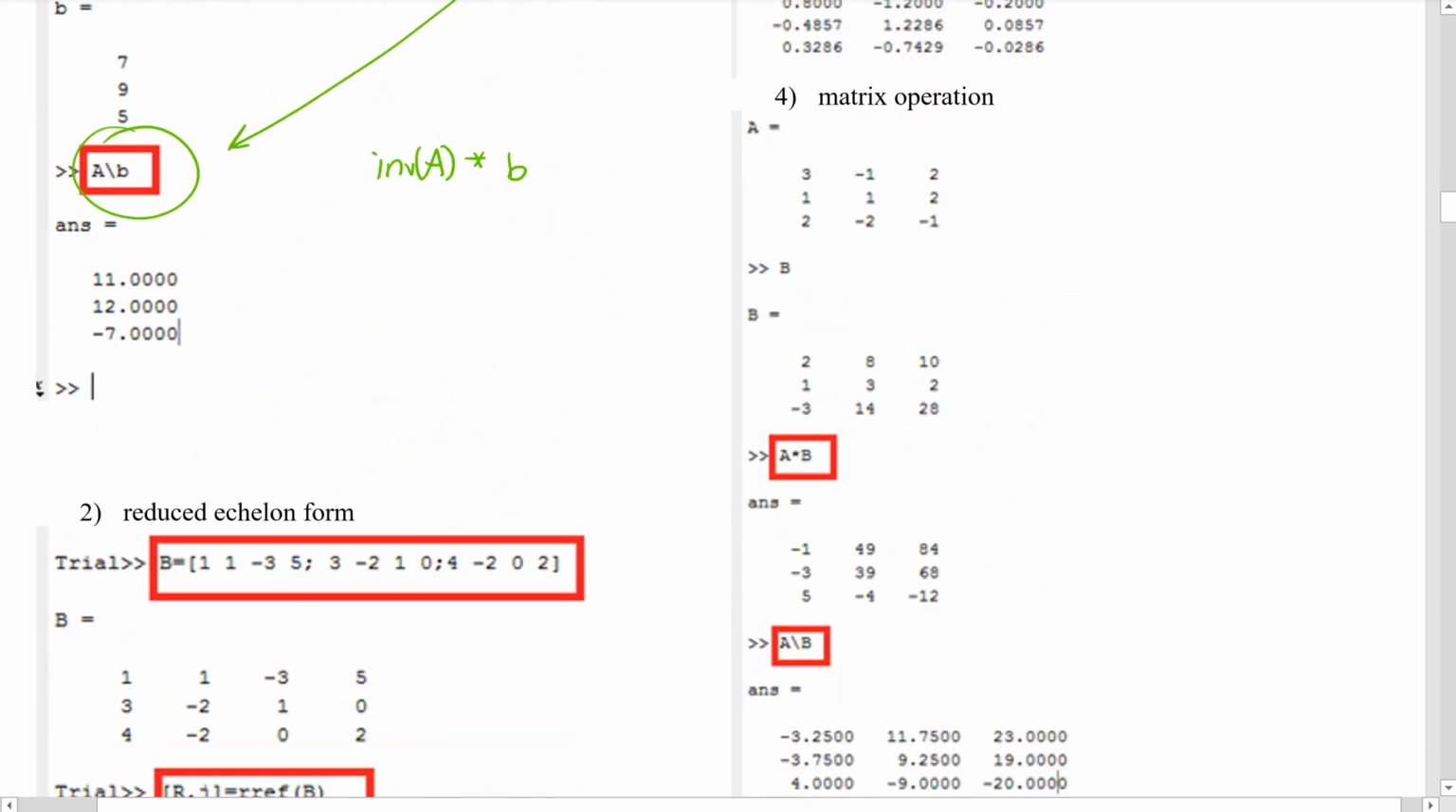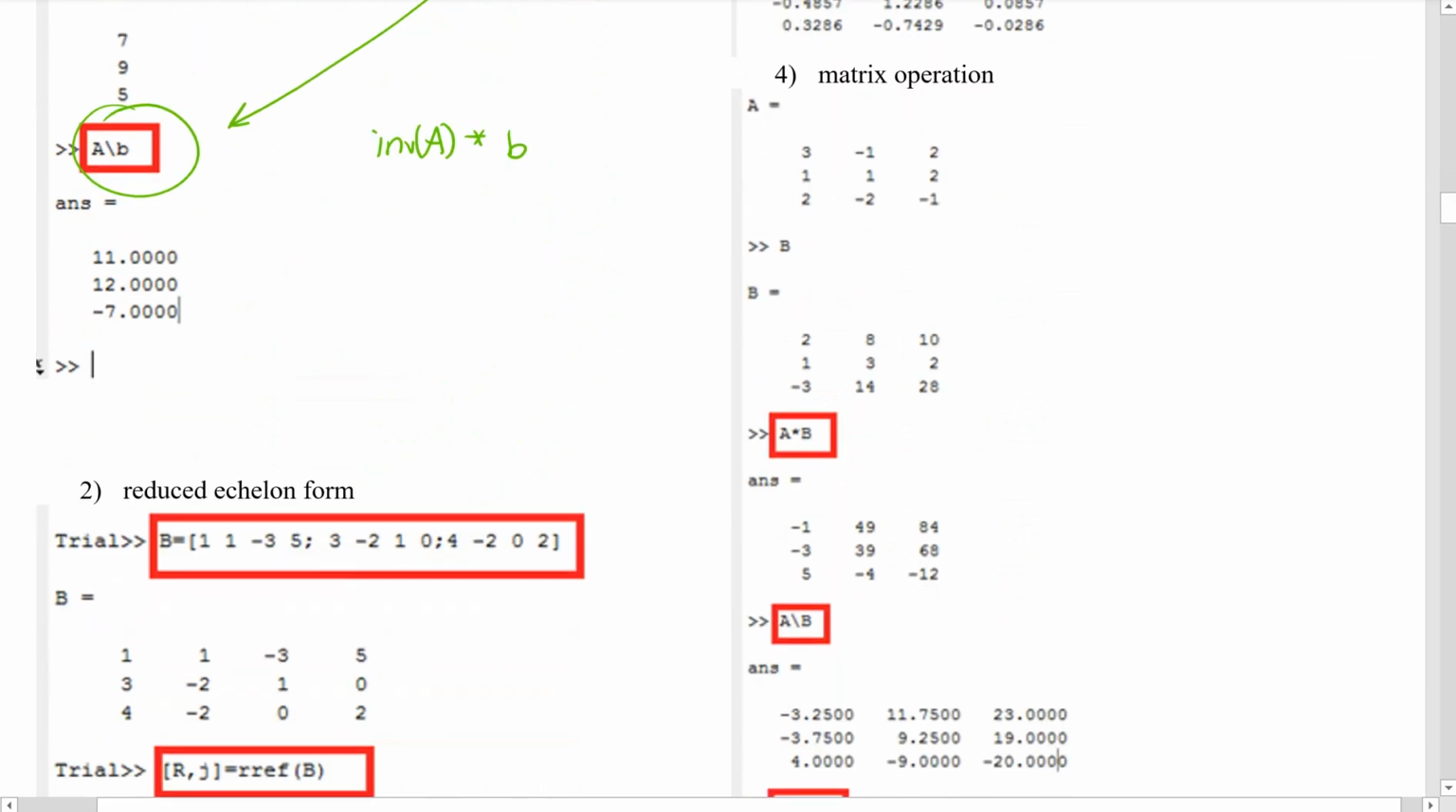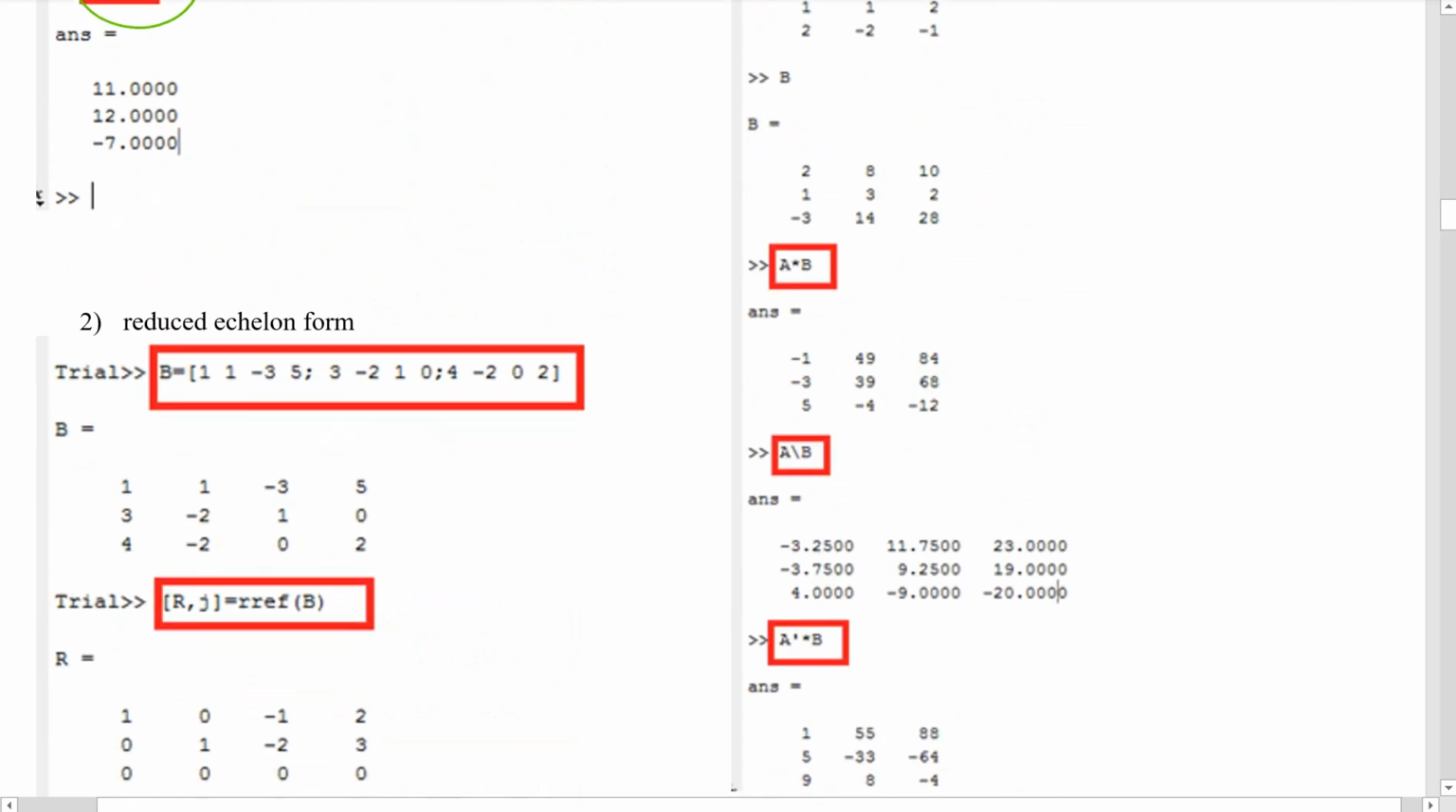Matrix operations. Suppose we have two matrices A and B. We just do A asterisk B, and then we get the multiplication. And if we do A slash B, it means, think about it, this is like B is on top of A, so this is like A inverse B. So far so good, everybody? It's the same as using inverse of A times B.